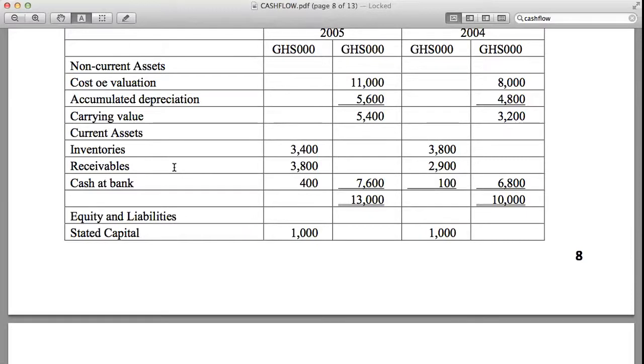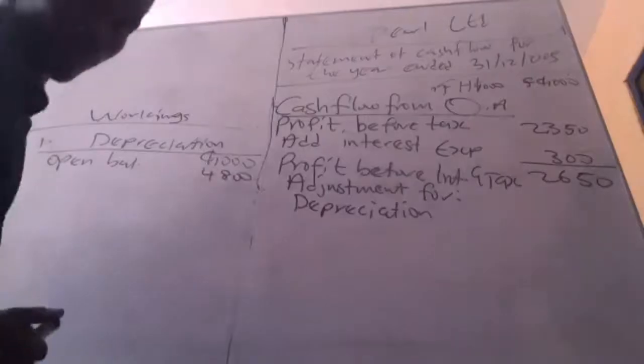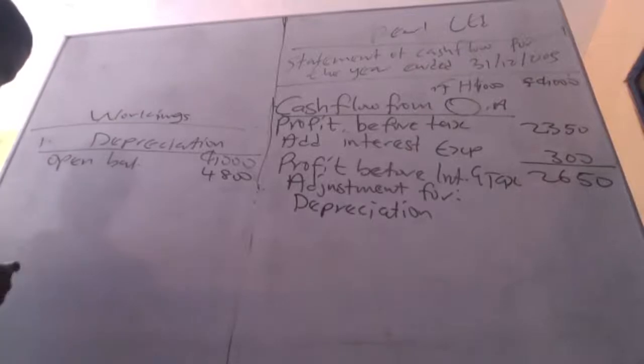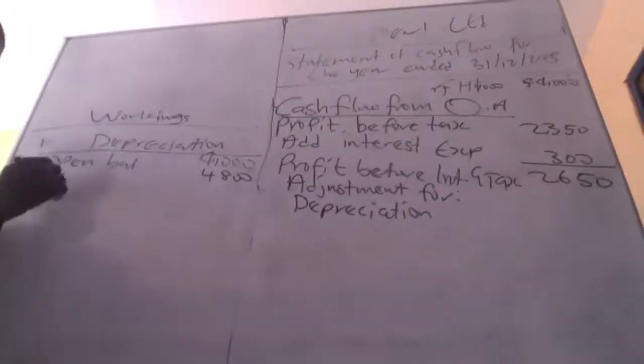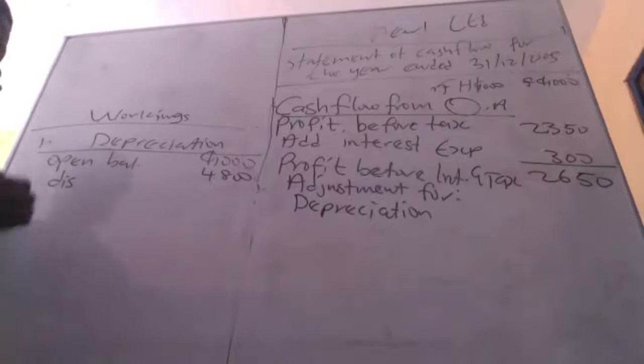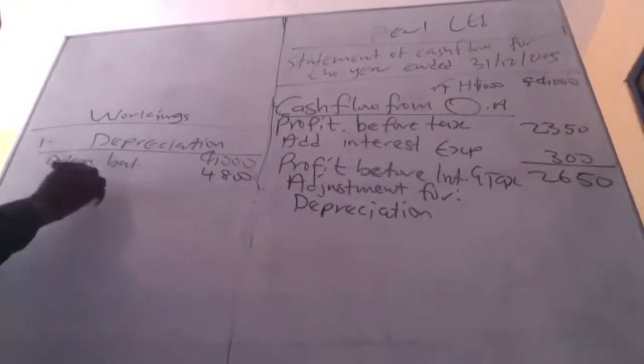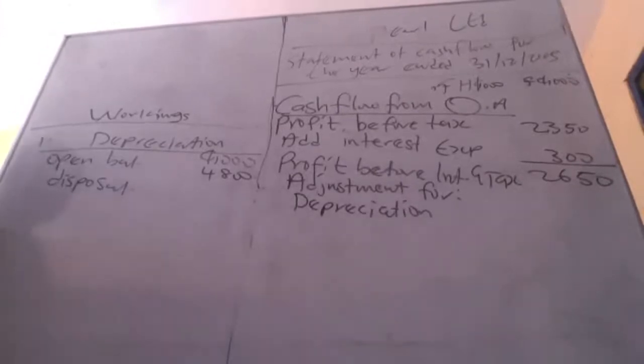Accumulated depreciation open balance is 4,800. So I'll put 4,800 here. Once you get the open balance, ask yourself this question: did they dispose of an asset during the year? Oh yes, there was a disposal. If there was a disposal, bring it. Disposal: the accumulated depreciation of the disposed asset.